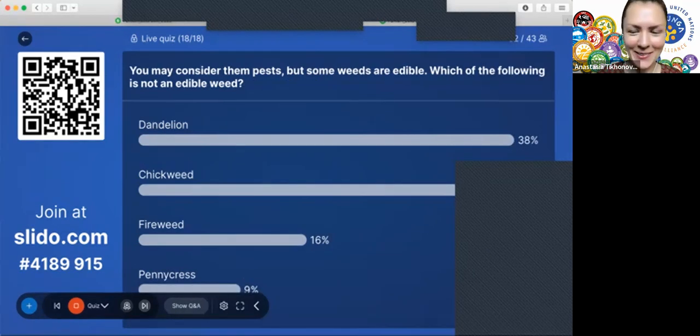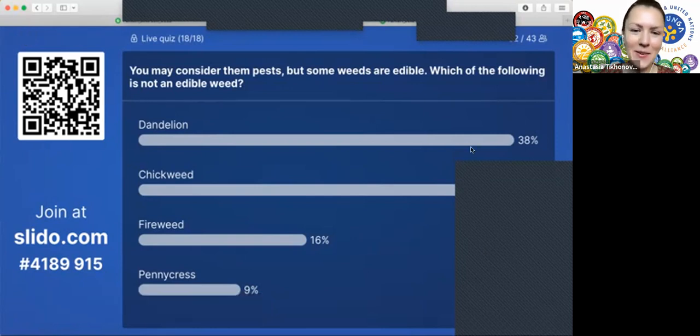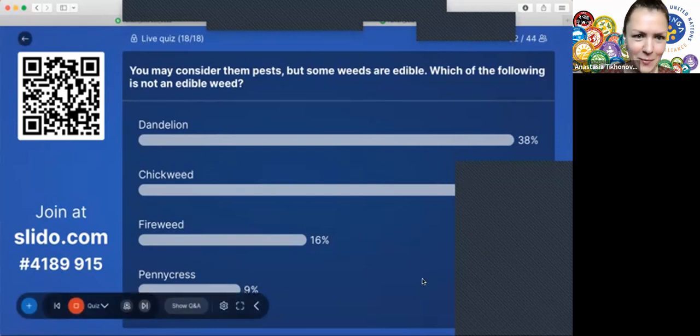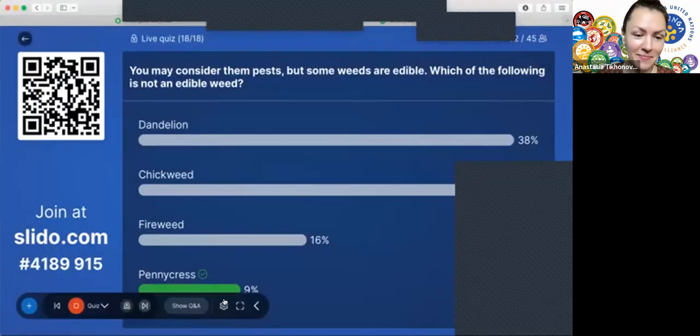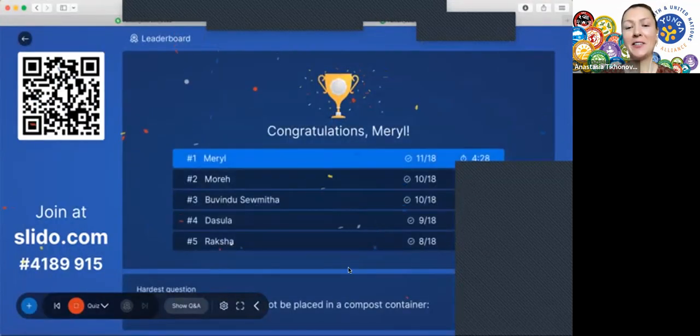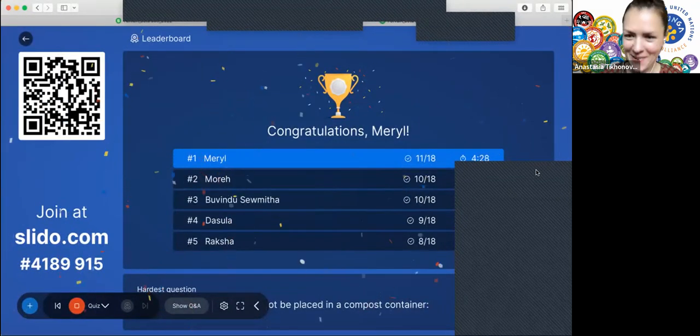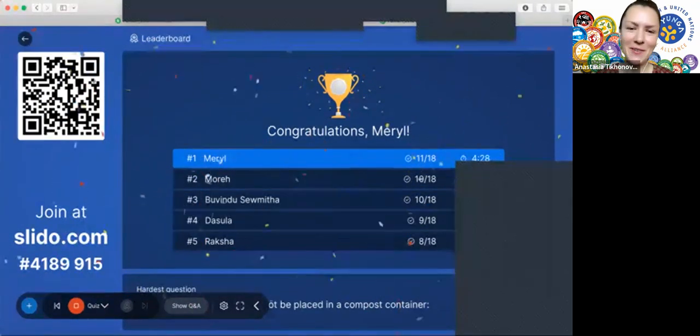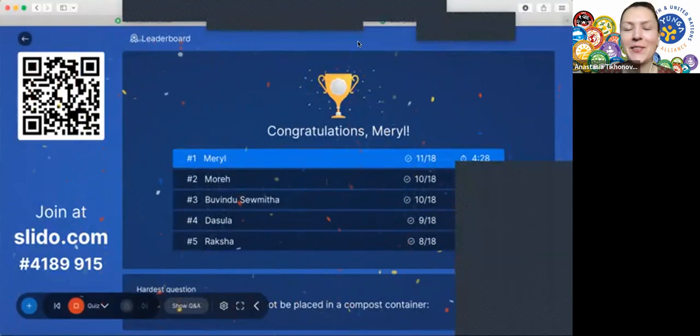Okay, at least I could puzzle you with one question. So the majority of answers were divided between dandelion and chickweed, while the correct answer is actually pennycress. This grass is also known as stinkweed, and probably the name tells you a lot. So it is inedible, but it may turn out to be a new source of biodiesel fuel, actually. And congratulations, Meryl, you are our leader and the winner of today's quiz. Congratulations again, very well done.